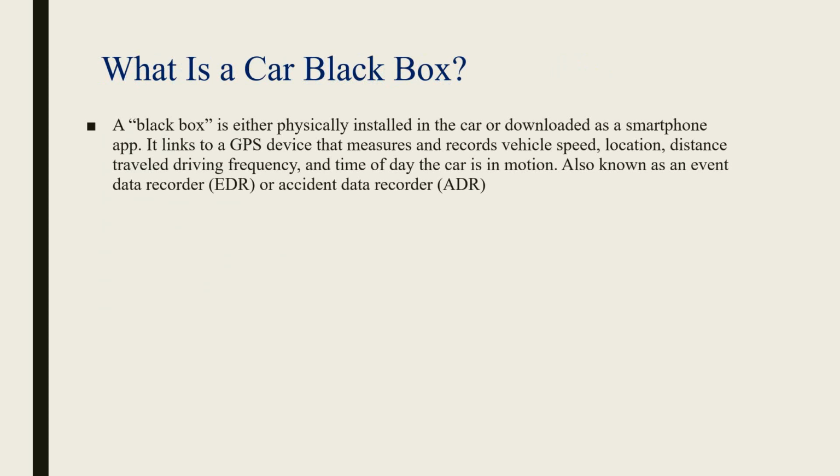A black box is either physically installed in a car or downloaded as a smartphone app. It links to a GPS device that measures and records vehicle speed, location, distance traveled, driving frequency, and time of day the car is in motion. It is also known as Event Data Recorder (EDR) or Accident Data Recorder.